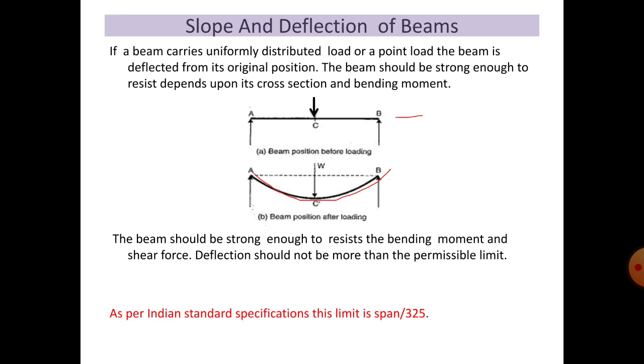So what is that formula, how to calculate that permissible limit? As per the Indian standard, the limit is span by 325. If there is a span of 4 meters, you divide it by 325. We always calculate the deflection in mm, so we'll put the length also in mm. So 4000 mm is the span, divided by 325, and whatever value you get, the deflection should not occur more than that value. That is the permissible limit.